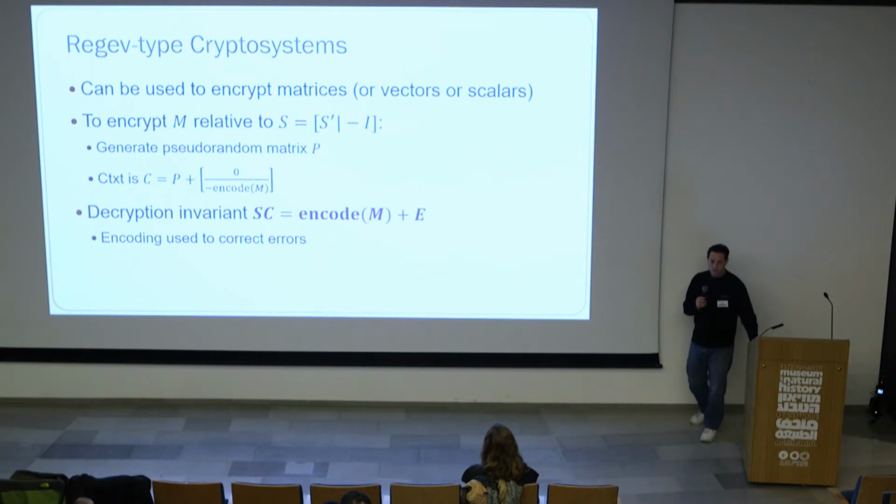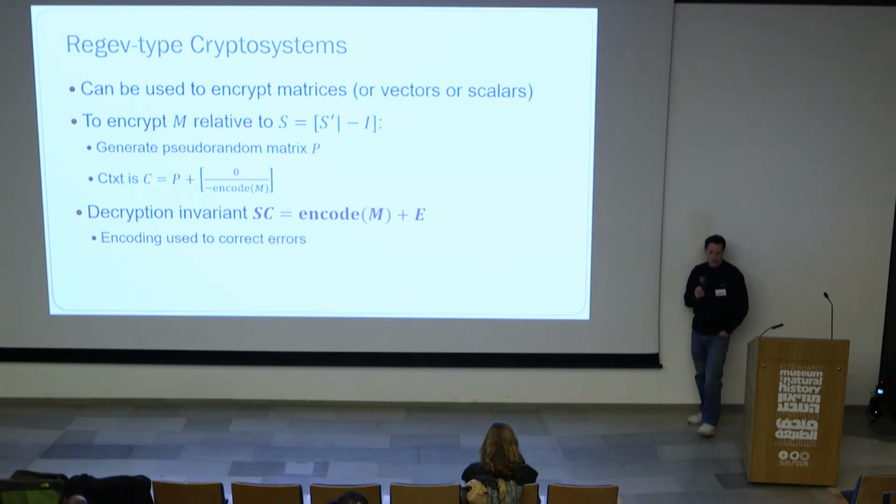And with that, I can tell you what Regev-type cryptosystems are. Typically, when you describe Regev encryption, you describe it as encrypting a scalar, but really it encrypts matrices. A scalar is just a one-by-one example. So you have a matrix M. This is your plaintext. You want to encrypt it. You have a secret key that has this form of S prime concatenated with the identity.